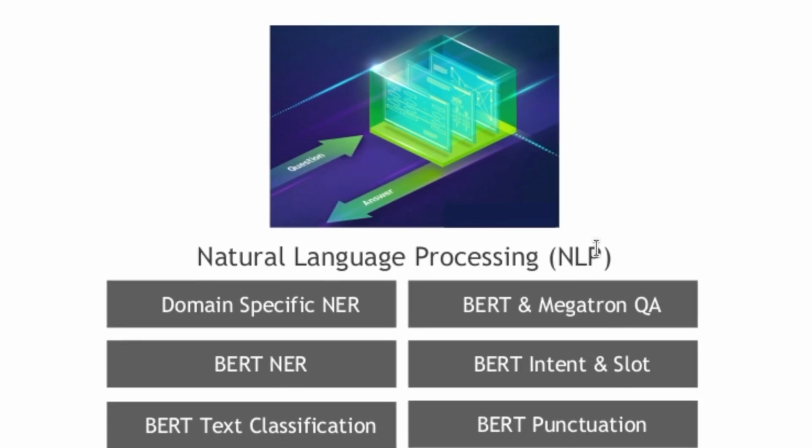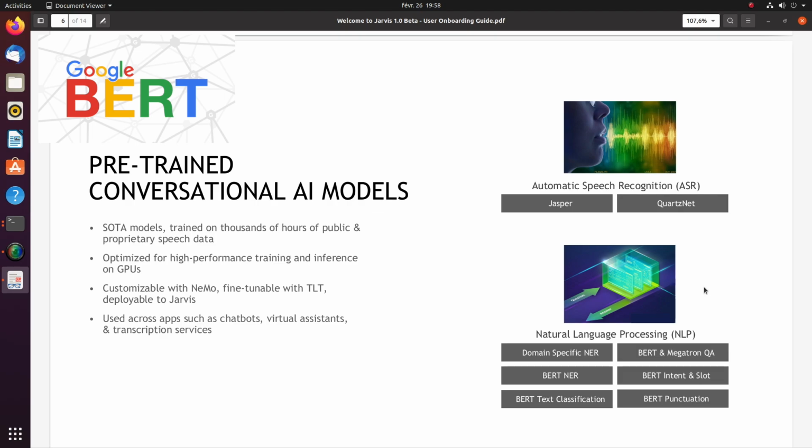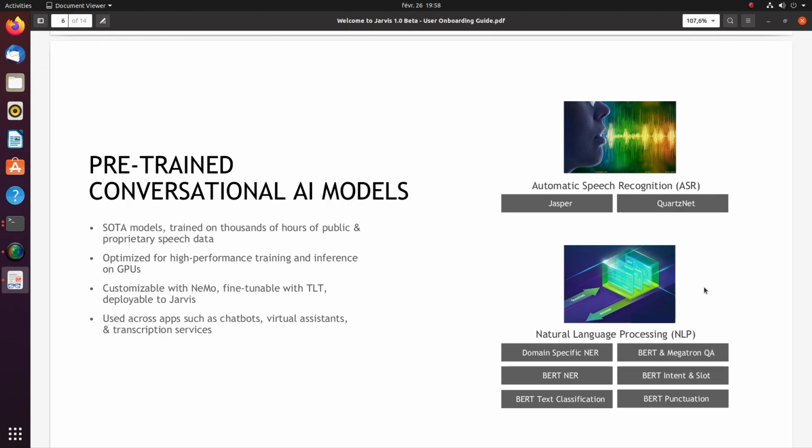Also for NLP, NVIDIA relies on BERT, which stands for Bidirectional Encoder Representations from Transformers, which was created and published in 2018 by Jacob Devlin and his team at Google. BERT is a transformer-based machine learning technique for NLP pre-training purposes.